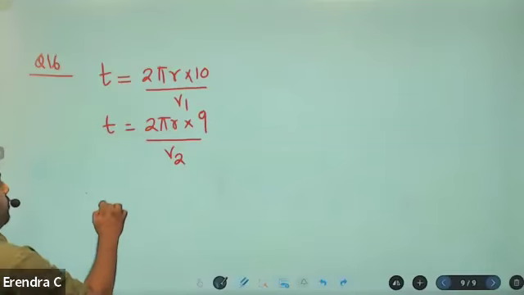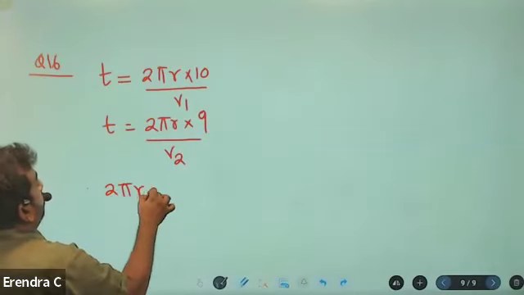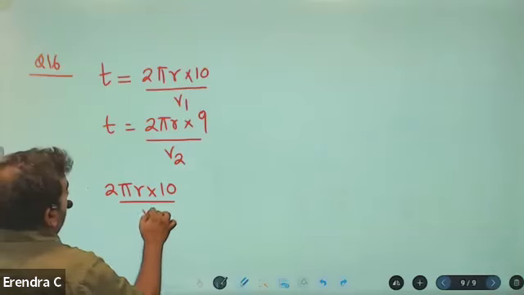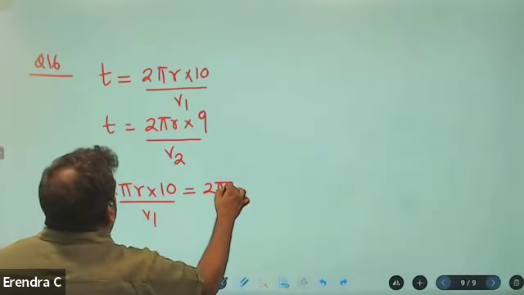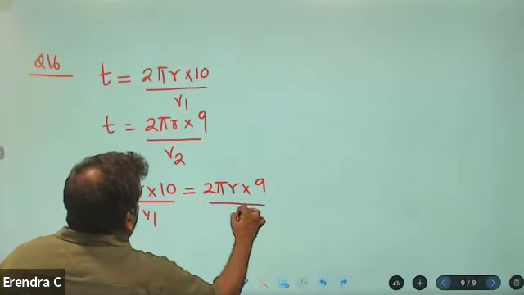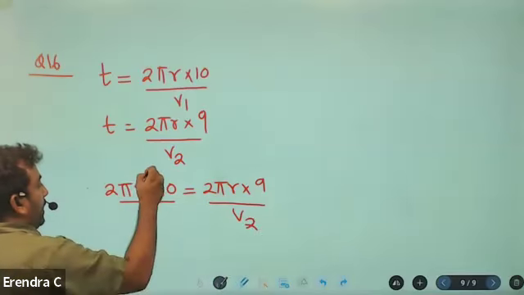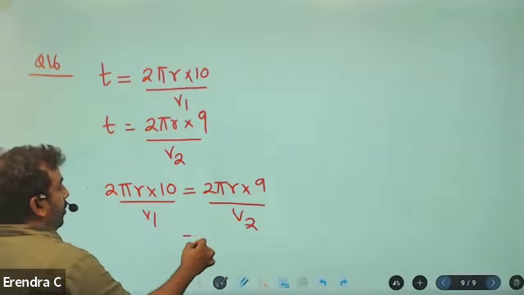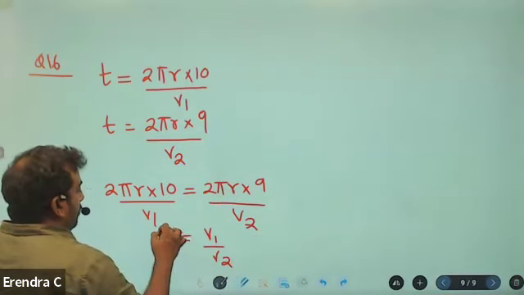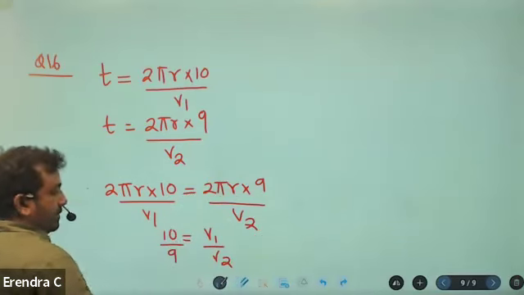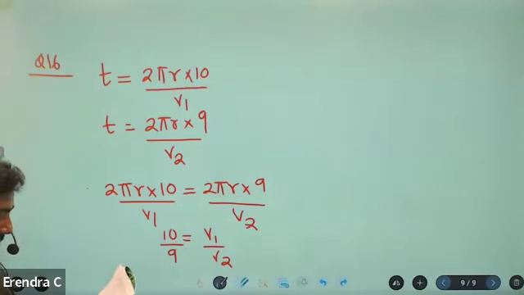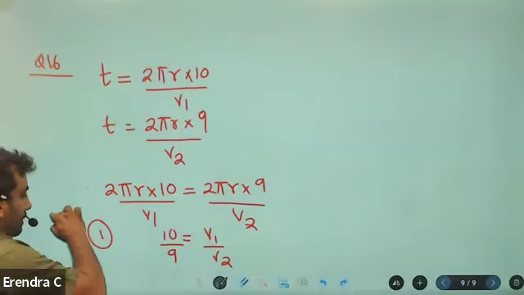The two times are equal: 2 pi r times 10 over V1 equals 2 pi r times 9 over V2. 2 pi r cancels off. V1 over V2 is 10 over 9. Answer is answer number 1.